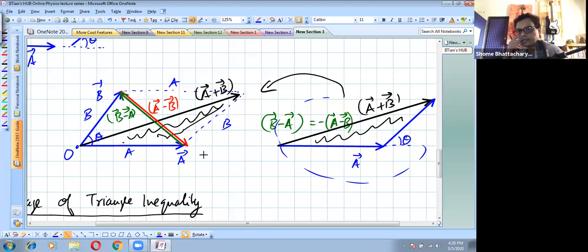So why can't the other vector be of the same direction? The other vector B is of the same direction. This is the vector B only. They are exactly the same direction. They are a parallelogram, so they are parallel sides. So there's no difference between this side and this side.